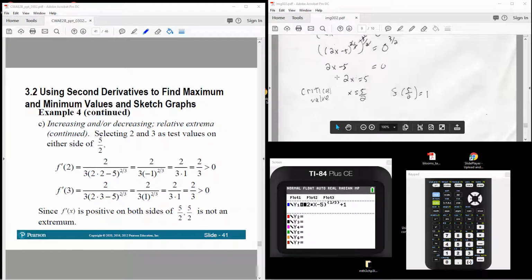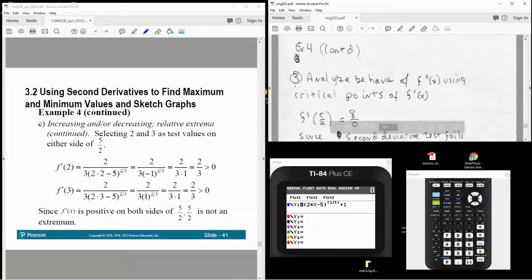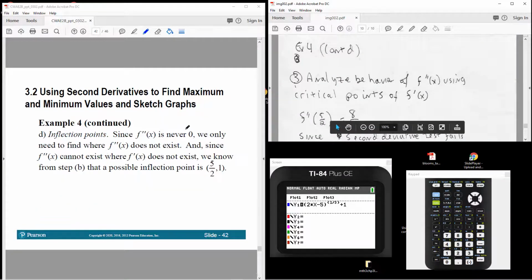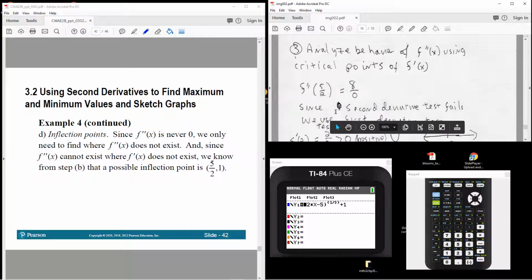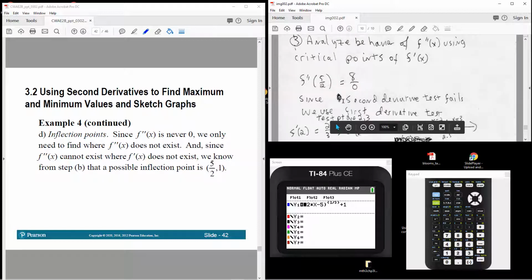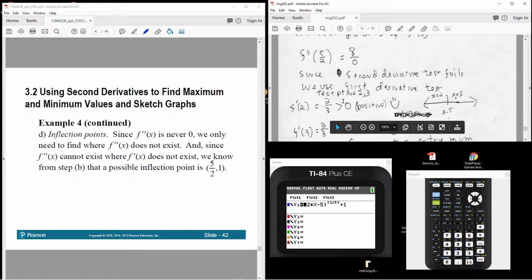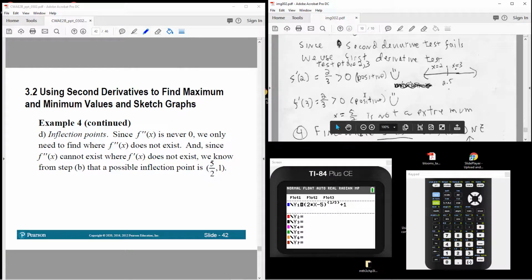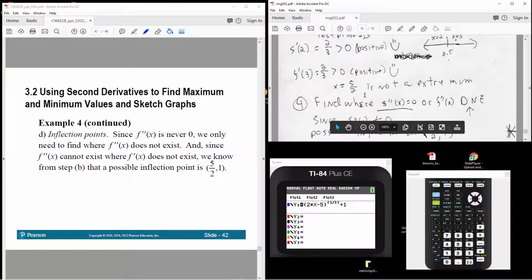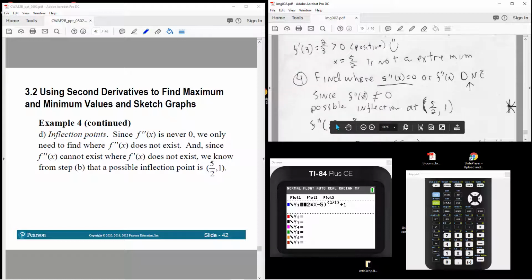So once that part is done, analyze the behavior of it using the second derivative. The second derivative here at 5 halves is undefined. So use the first derivative test to see what's going on around that point of 2.5. So it's positive on both sides, so it's not an extreme. Find when the second derivative is 0. Find the critical points, meaning inflection points here.